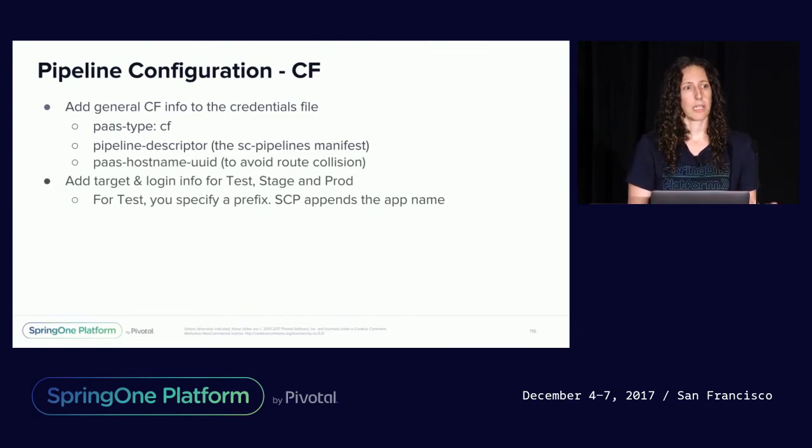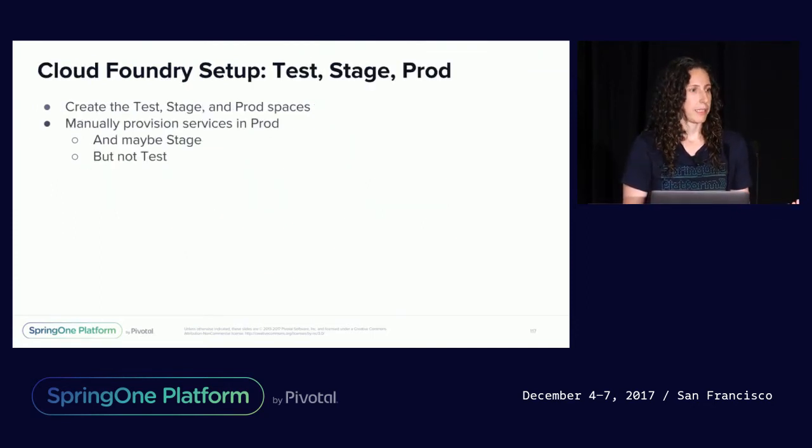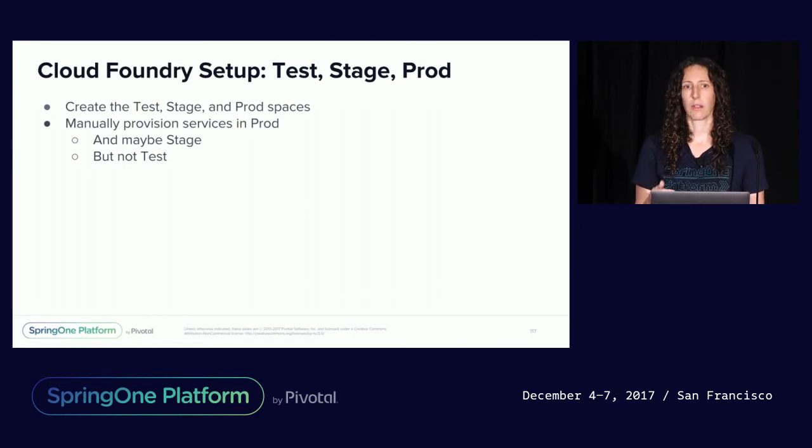What it doesn't do is automatically create these spaces, because we're not assuming that the users that you've provided actually have org manager rights, right? They might only have rights over the space, and the space would already have to be created. So you do have to manually go in there and create those 3 spaces. And remember that when you create the test space, to append the application name to it. And then you have to manually provision the services in production for sure, and optionally in stage.